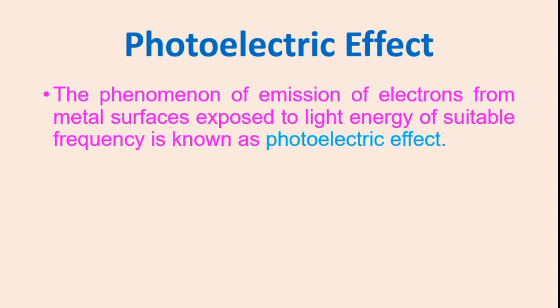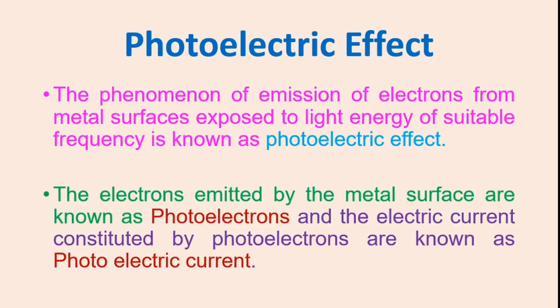So we have discussed different types of electron emission processes, and our concern is only the photoelectric emission that we have already discussed. Now, what is the photoelectric effect? The phenomenon of emission of electrons from a metal surface exposed to light energy of suitable frequency is known as the photoelectric effect. The emitted free electrons from the metal surface are known as photoelectrons, and the electric current constituted by these photoelectrons is known as photoelectric current.